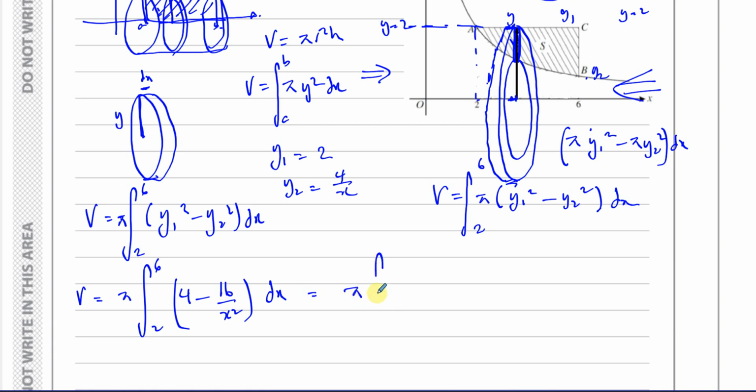Pi times, let's get this ready first. We haven't got it ready.